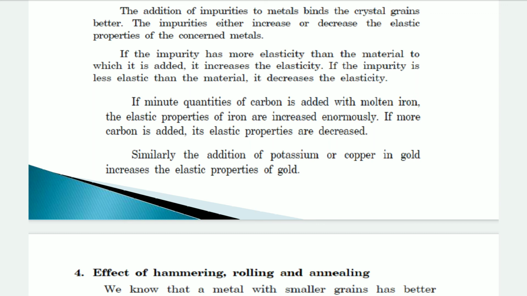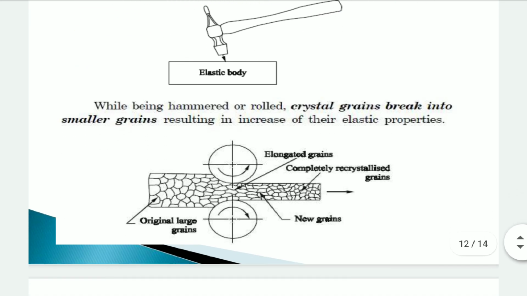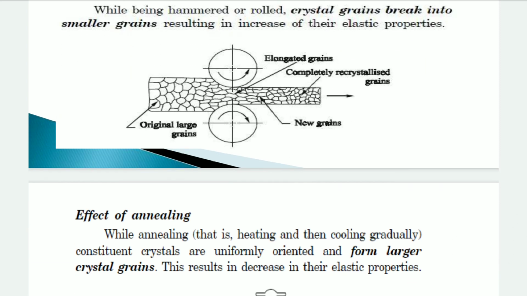When potassium or copper is added to gold, the elastic property of the gold increases. Fourth one is the effect of rolling, hammering and annealing. Usually the hammering and rolling process increases the elastic property due to the decrease in grain size of the material. When hammering and rolling happen to the material, the material has a new grain size which is very small compared to the original grain size of the material. Therefore, due to hammering and rolling, the elastic property increases.